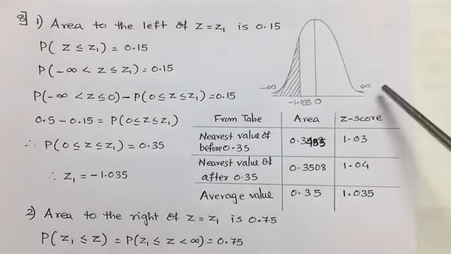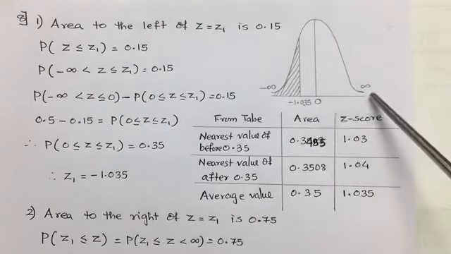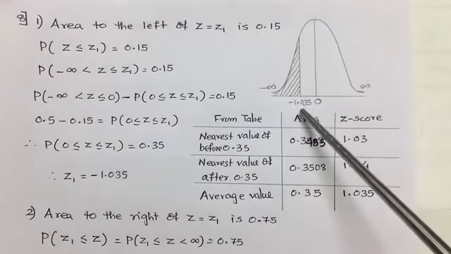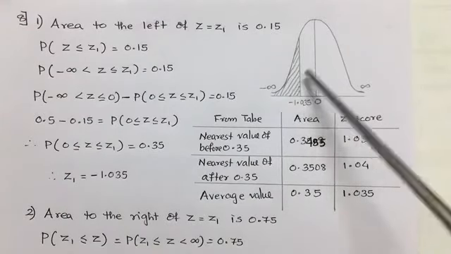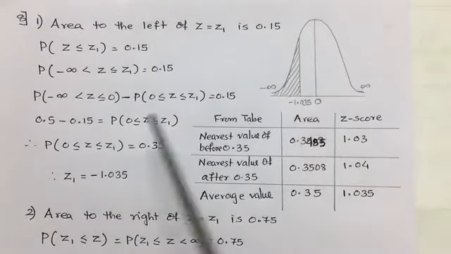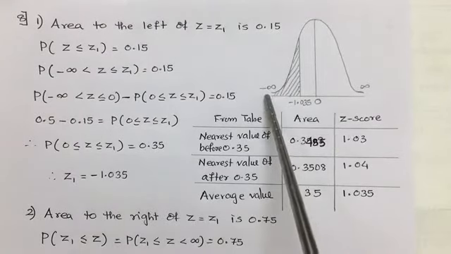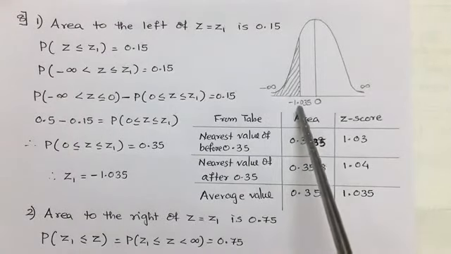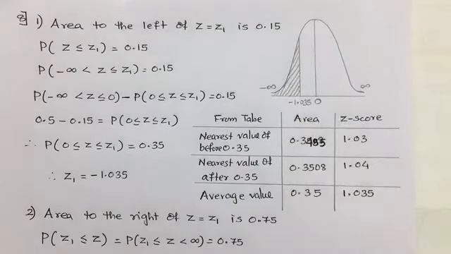Now taking up the bell-shaped graph from minus infinity to infinity, minus 1.035 lies towards the left of 0, that is towards the negative side, and as it is from minus infinity, from minus infinity to minus 1.035 the area is shaded.